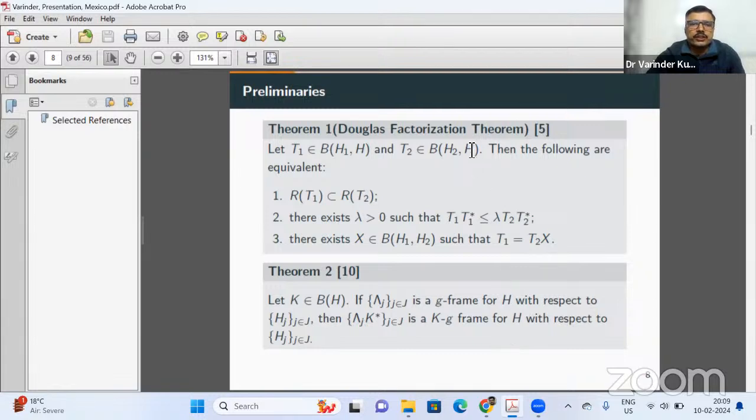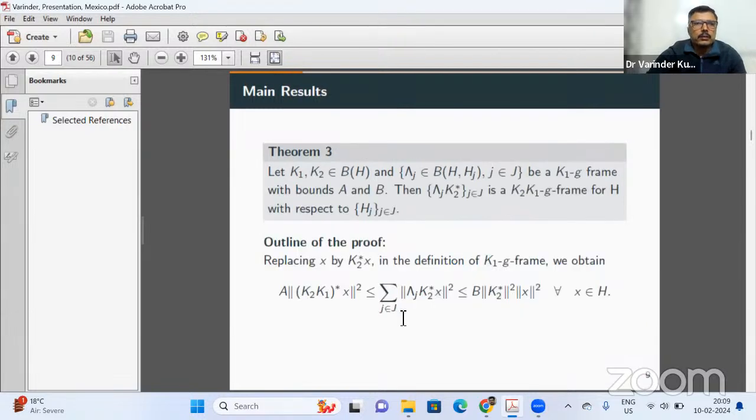This is the Douglas factorization theorem. And the second one is about the construction of new KG frames. It says that if {lambda_j} is a G frame, then {lambda_j K star} is a KG frame with respect to Hj, and it has been proved in this reference. So now we come to the main results.